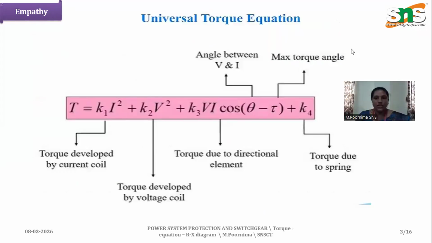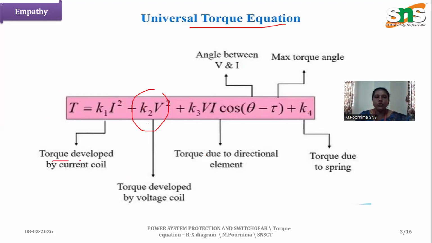Here comes the universal torque equation. So this is the universal torque equation: Torque T is equal to K1 I squared plus K2 V squared plus K3 VI cos(phi minus tau) plus K4. So let's see what all of these are.